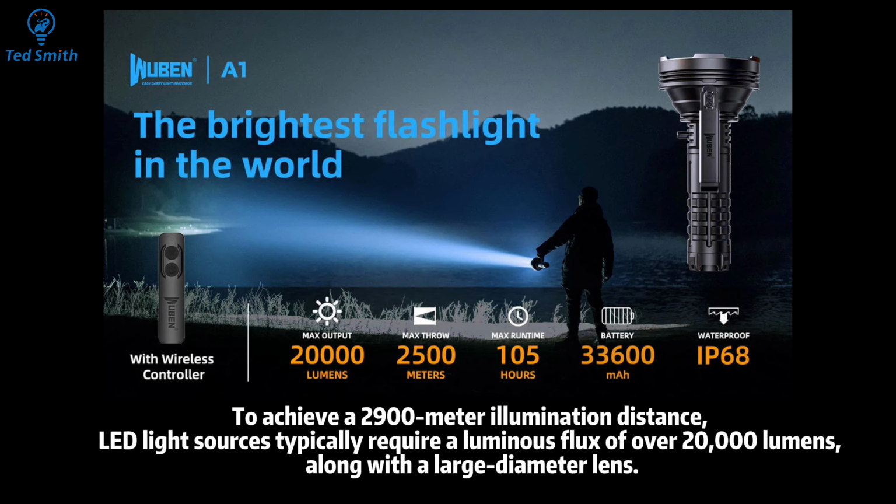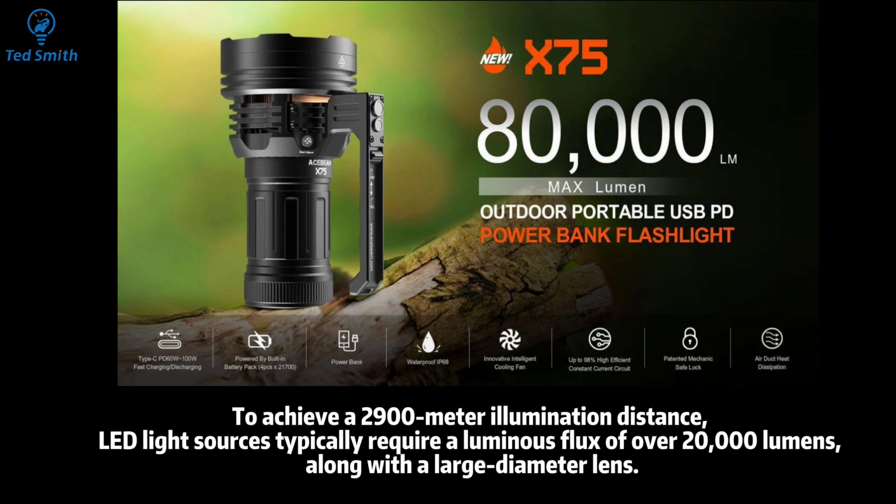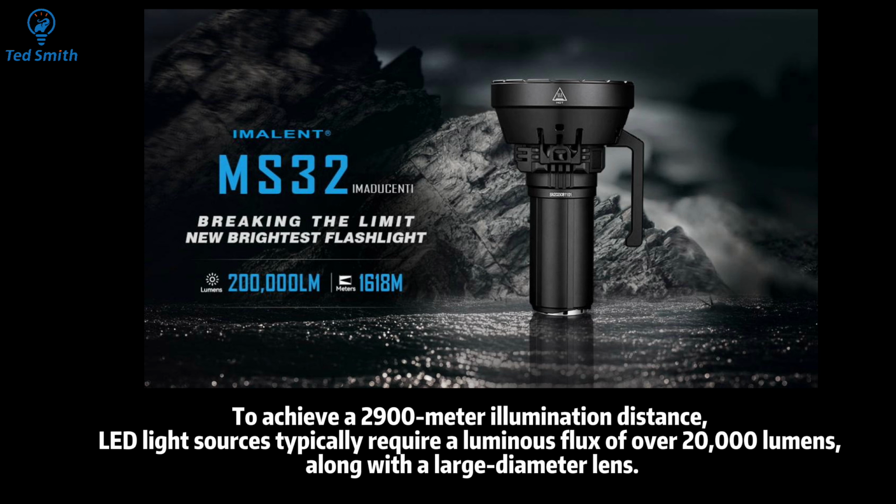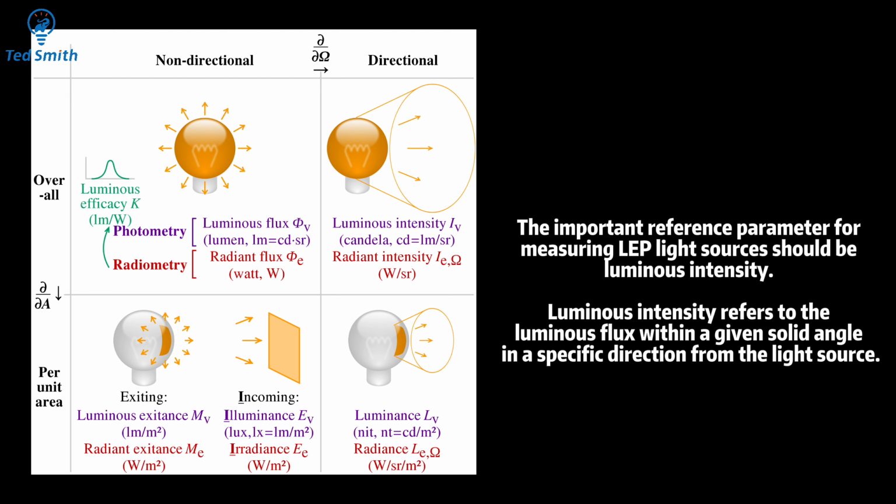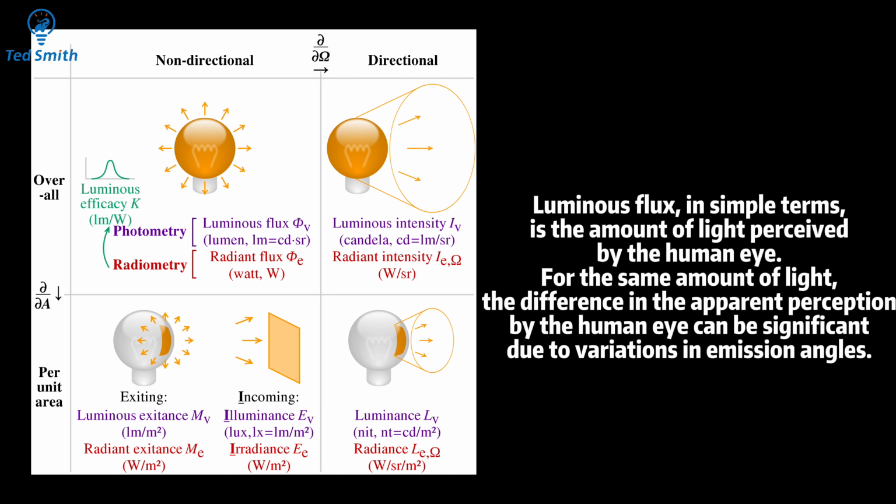To achieve a 2,900 meter illumination distance, LED light sources typically require luminous flux of over 20,000 lumens, along with a large diameter lens. The important reference parameter for measuring LEP light sources should be luminous intensity. Luminous intensity refers to the luminous flux within a given solid angle in a specific direction from the light source. Luminous flux, in simple terms, is the amount of light perceived by the human eye. For the same amount of light, the difference in the apparent perception by the human eye can be significant due to variations in emission angles.